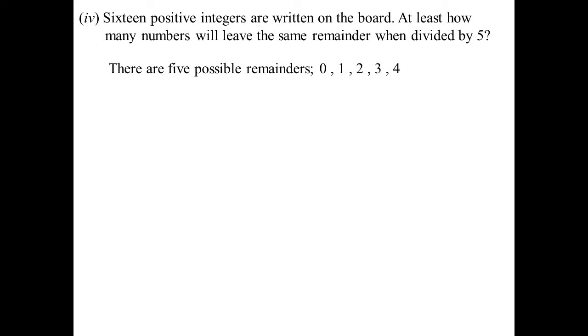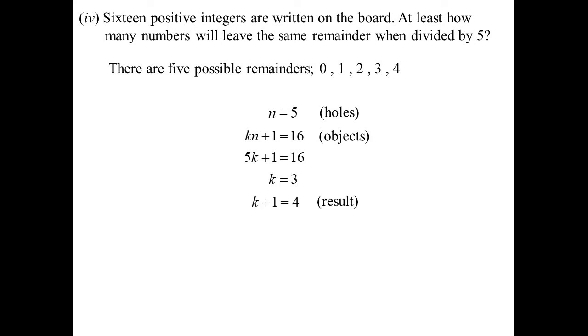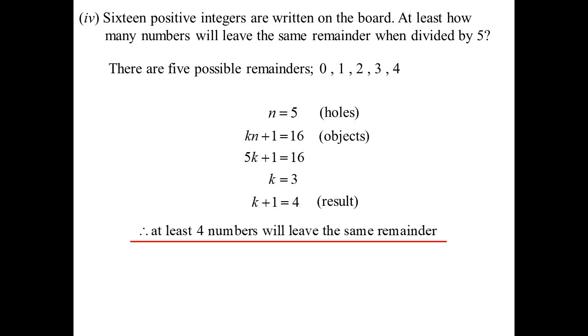So there are 5 categories or pigeonholes, so we know n is 5. kn plus 1 is 16, because that's how many objects, that's how many numbers we're writing on the board. So all we really now have to do is work out what k is, and we know we need k plus 1 numbers. Oh, it's just a bit of maths. 5k plus 1 is 16, k's 3. k plus 1 is 4, so that's the result we're looking for. So we know at least 4 of the numbers will leave the same remainder.